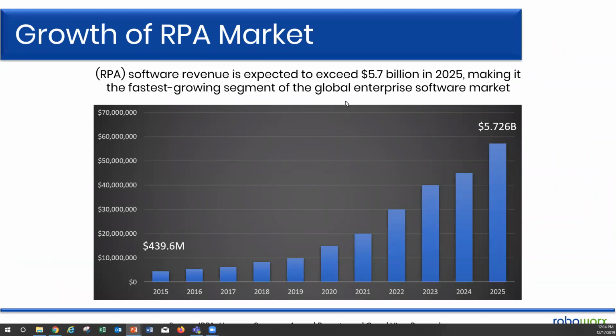Okay, so just a little bit about the market, just to put it in context for you. RPA is one of the fastest growing segments of global enterprise software. It's very, very popular in Asia Pacific and Europe, and it's growing very, very quickly here in the United States. So if you haven't heard of it yet, or if you're relatively new to RPA, you'll see that you'll be hearing more and more about it.